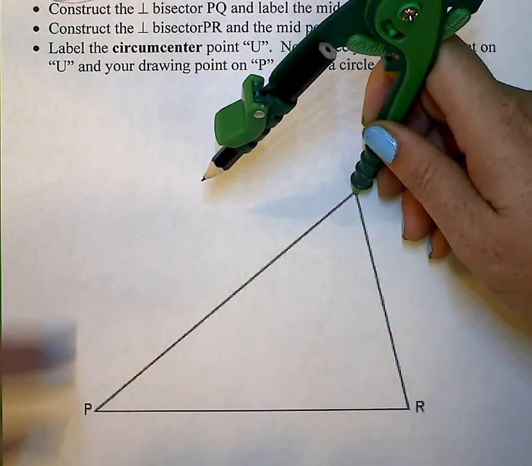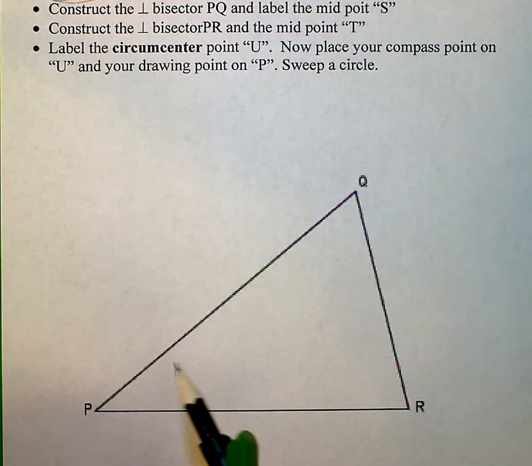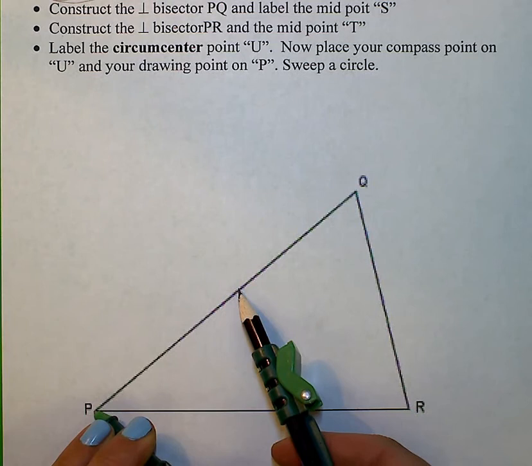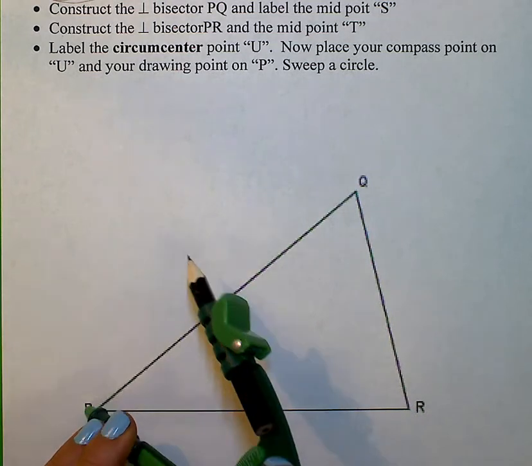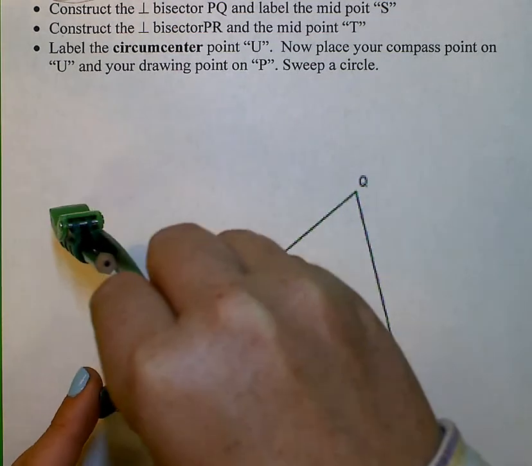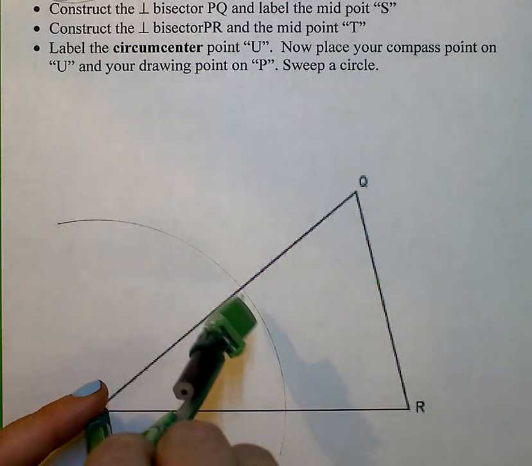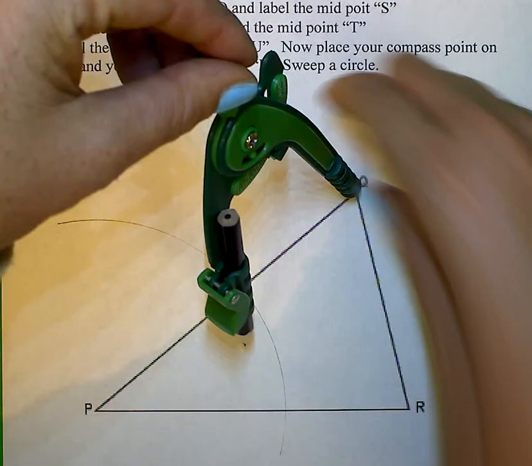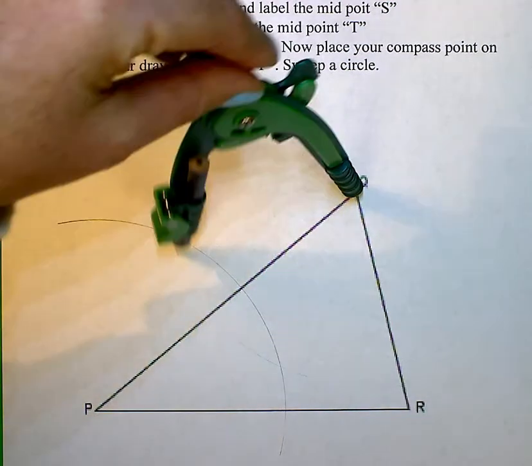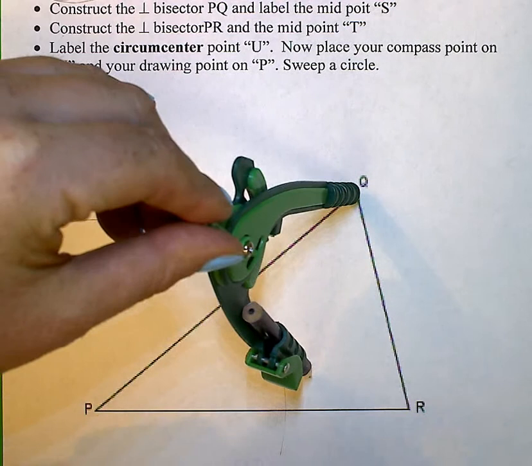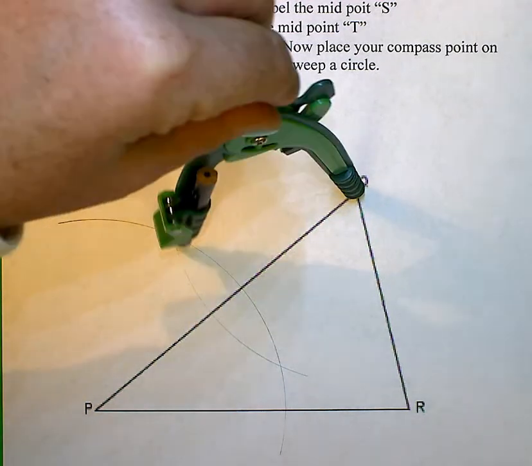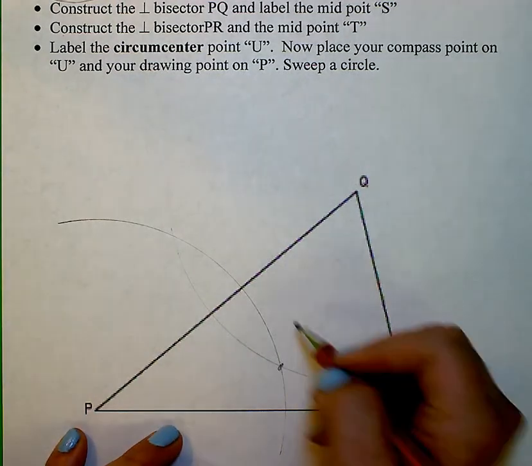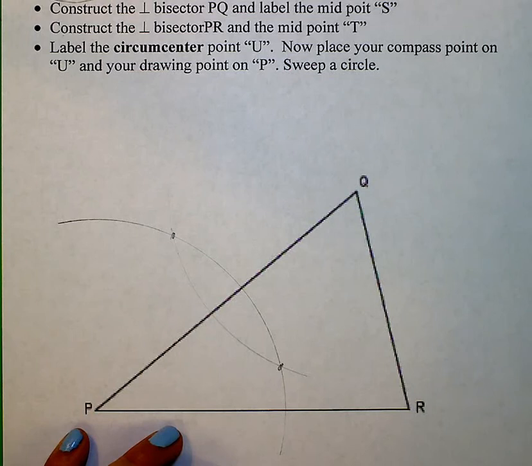So you open up your compass. I'm going to put the endpoint on P. I'm going to open up my compass so it's just past what looks like the middle. If you have a lock, lock it. It's going to be a trace and sweep motion. Swing it around to the other side. And again, it's a trace and sweep. If you've done this correctly, you're going to have 2 points of intersection. See them right there? With 2 sweeping arcs.